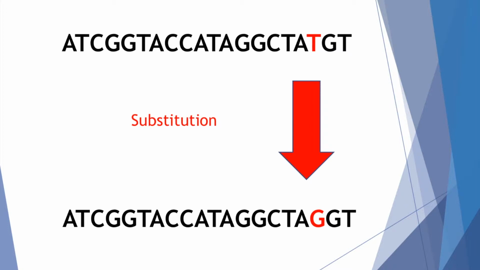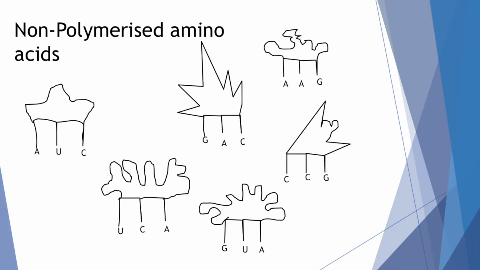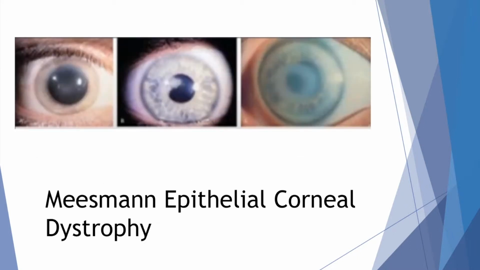Missense mutations occur from a substitution of an amino acid caused by the change of one base pair. These can potentially increase the effectiveness of a protein. However, the missense mutation in Keratin 12 results in the protein being unable to polymerize. This results in Meesmann Epithelial Corneal Dystrophy.